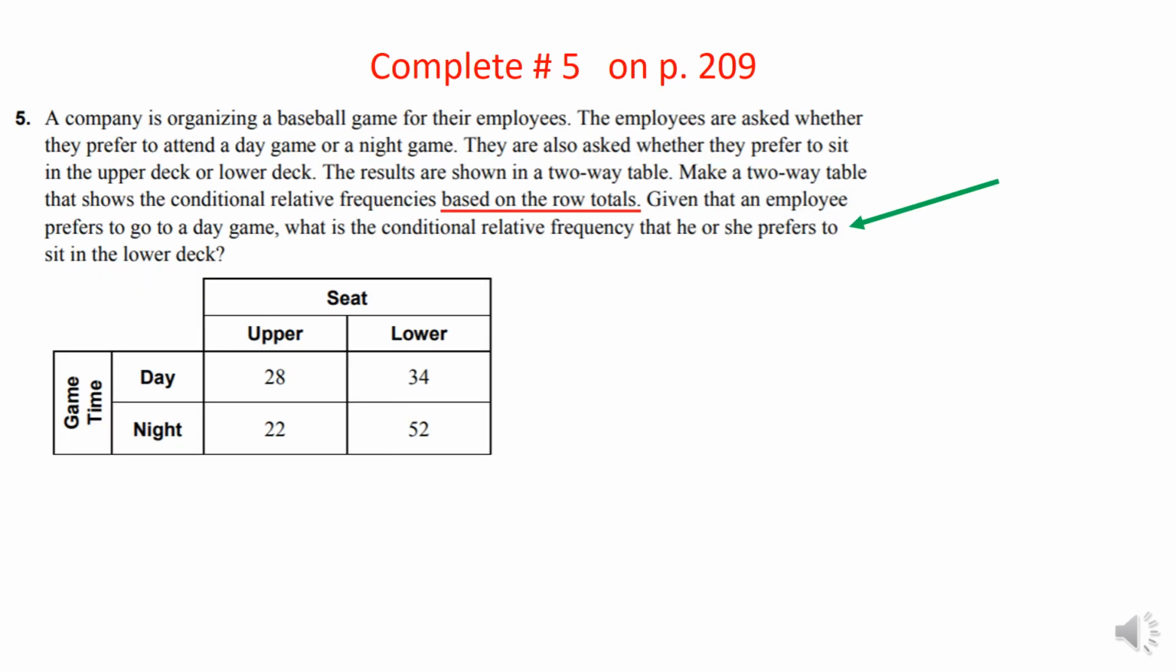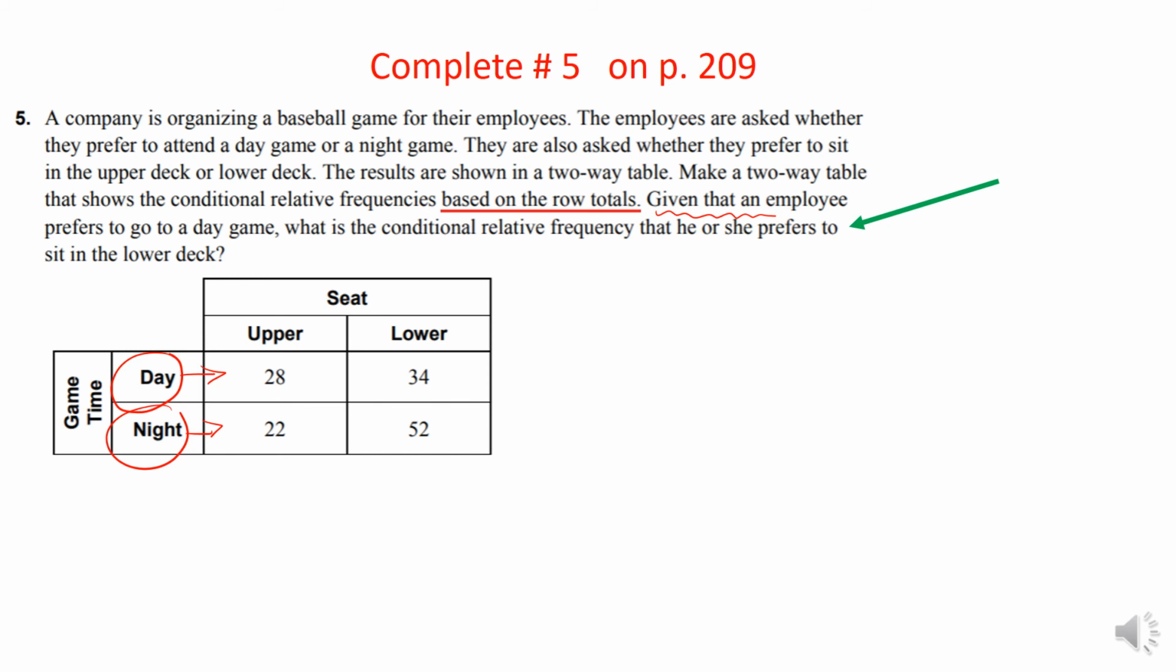Okay, so here's the example that you're going to work on in your journal, and notice that it uses that wording that I warned you about. Given that an employee prefers to go to a day game, so here is what they're saying that we're going to refer to. Then, which deck do they prefer to sit on? So we're going to do given for the rows. And they do give you that as well.